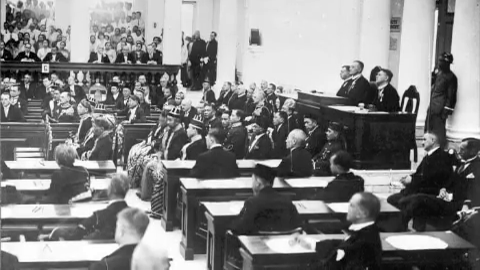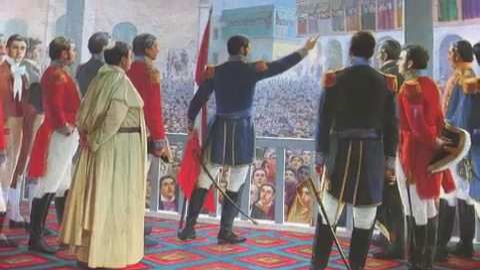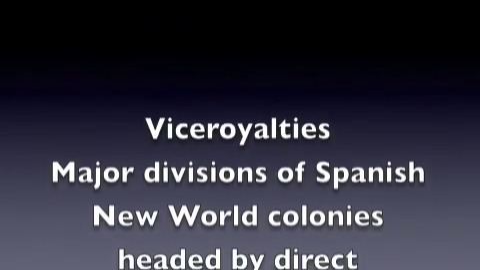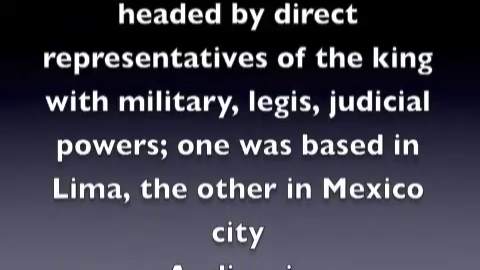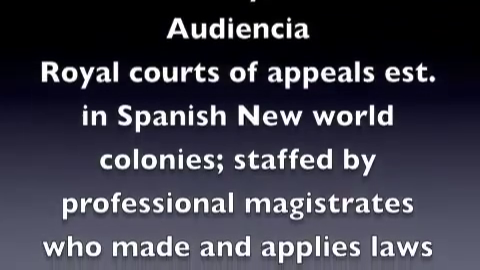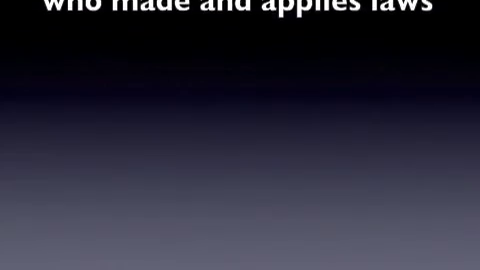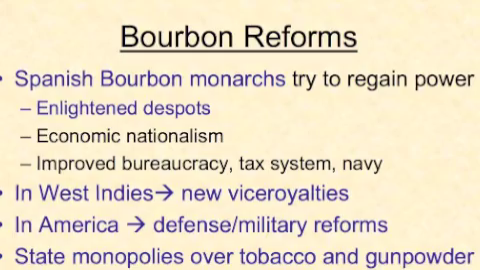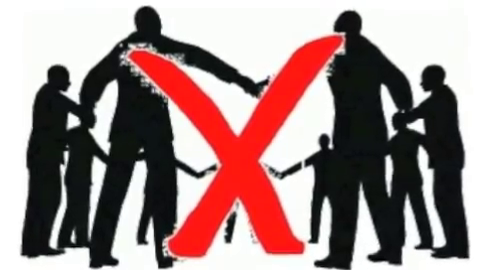In the 16th century was the Council of Indies in the Spanish Empire, consisting of 4 viceroyalties, New Spain and Peru. Colonial governments included viceroyalties, major divisions of Spanish New World colonies headed by direct representatives of the king with military, legislative, and judicial powers. One was based in Lima, the other in Mexico City. Audiencia, royal courts of appeals established in Spanish New World colonies, staffed by professional magistrates who made and applied laws. Spain's successor, a French Bourbon, created reforms for the Americas which led to tension, revolts, and ethnic divisions, making it hard to unify the locals.